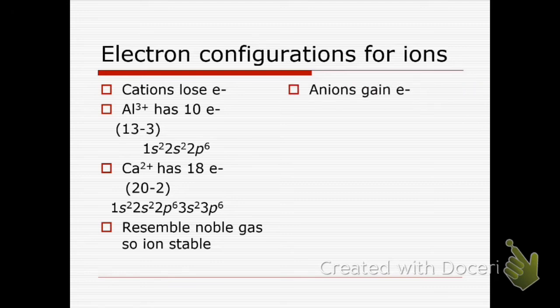Anions gain electrons. Let's use the nitride ion as an example. That would be N3-. The ion would have 10 electrons. Nitrogen as an element is atomic number 7. -3 means I've gained 3 electrons, so I'm adding 3. So I have a total of 10 electrons I must show in my configuration: 1s2, 2s2, 2p6. That looks exactly like neon, as well as the aluminum ion.